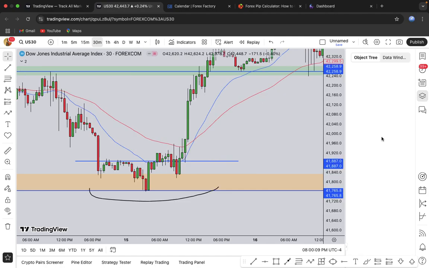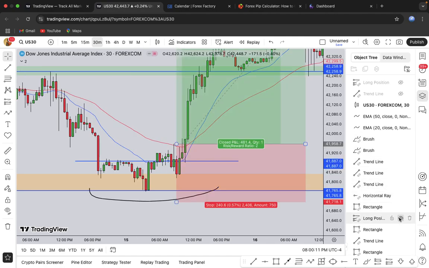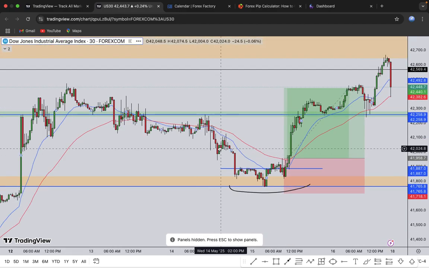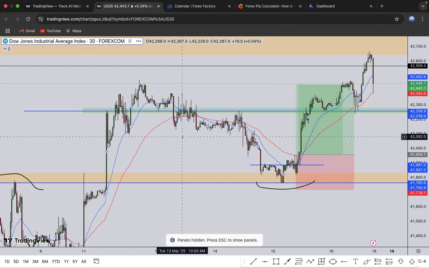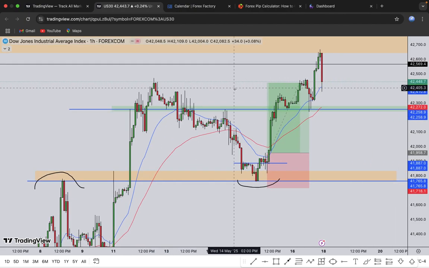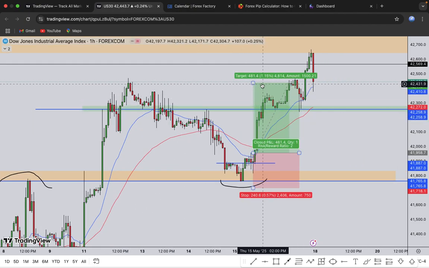So let me just show you guys the tool. Yes, so I got my entry somewhere around here, and my target was around this high right here. My target was around here, but I ended up closing somewhere along here when it was close to market session close or close to the new day to start. So I just closed out because I didn't want to swap all of that stuff.